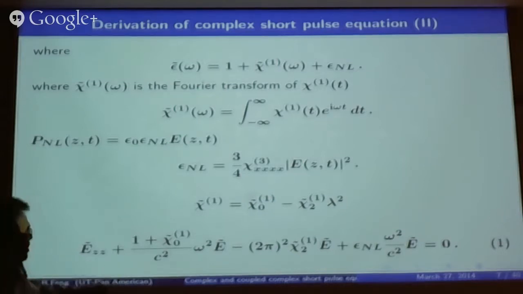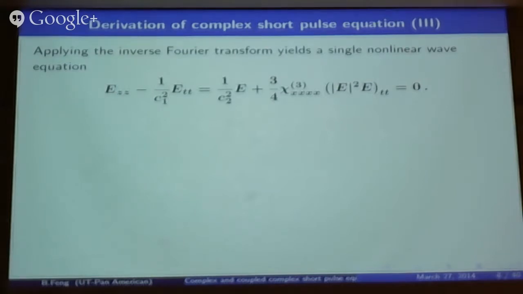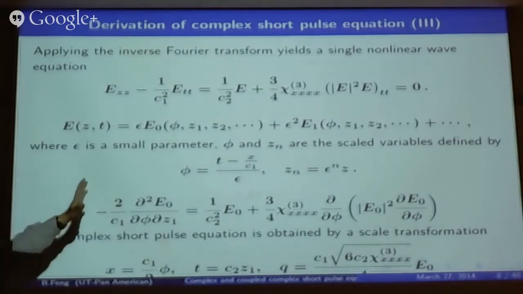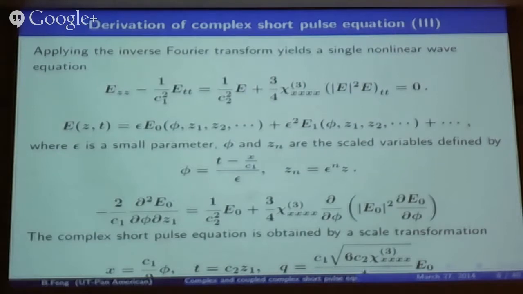And they have this property. Then we plug that property into the Fourier space. We finally come up with this approximation equation. And then we apply the inverse transform. And finally, in physical space, we get this equation. Okay? And for this equation, in order to simplify the model, we apply the multi-scale perturbation. That means we assume the electric field has all kinds of orders. Epsilon is a small parameter.